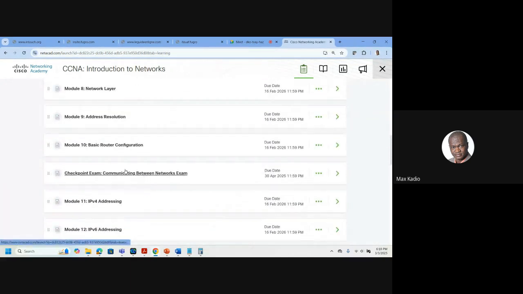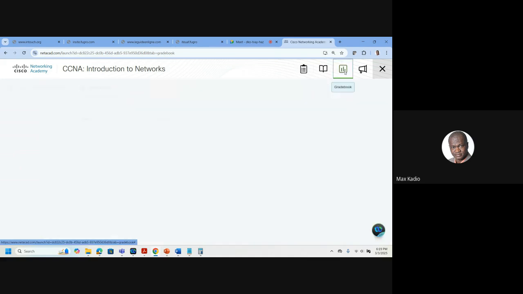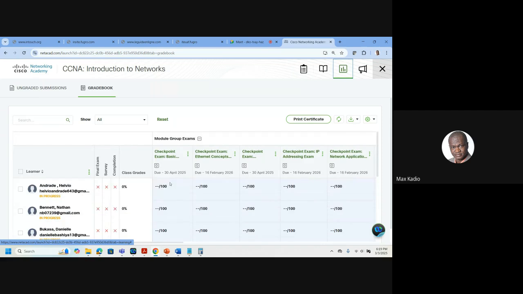I'm going to copy them and put them in the WhatsApp group. So please do them. You can do them many times until you get a good mark. And when you do them, I can see them here. Before issuing your certificate, the system will check all your marks, all your quizzes, everything you do.